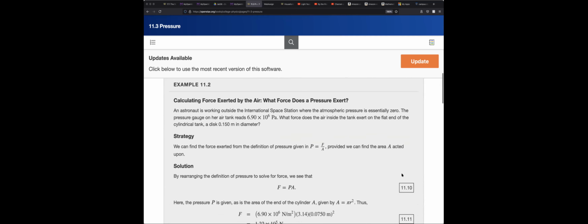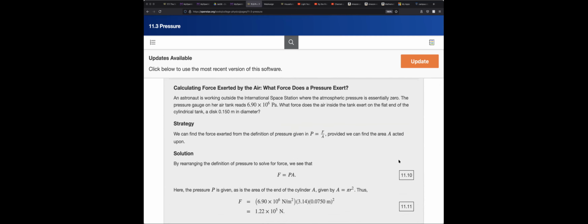Let's do some calculations of pressure just for fun. If you're working outside the International Space Station, the atmospheric pressure is pretty much zero. There's no atmosphere out there to speak of, very little atmosphere. And so nothing's really pushing on your body when you're outside the International Space Station. The air tank of this astronaut that's working outside is reading 6.9 times 10 to the 6, or 6.9 million pascals of pressure. So there's that much pressure inside the tank.